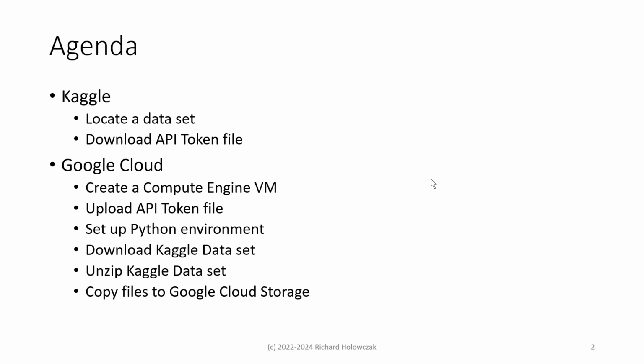In Kaggle, we're going to locate a dataset, and then we're going to download our API token file. For this exercise, we're going to use Google Cloud, so we're going to create a compute engine. We'll upload that API token file, we'll set up our Python environment, and that'll allow us to download a Kaggle dataset and unzip our Kaggle data. And then if we like, we can copy our files to Google Cloud Storage.